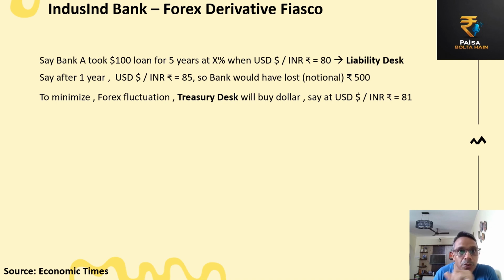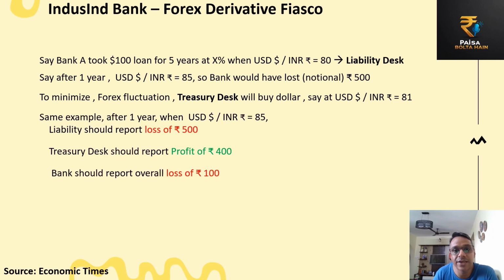Now if the dollar goes stronger from 81 to 85, at this point of time the liability desk is losing 500 rupees because of the exchange rate. They got it at 80, and today the exchange rate is 85. Whereas the treasury desk is making a profit of 400 because they bought the dollar at 81 and today it's 85. So if they were to sell it, they will make this 400 profit. In turn, the bank is incurring a loss of only 100 today, which would have been 500 if the treasury desk had not got into a similar forex derivative.